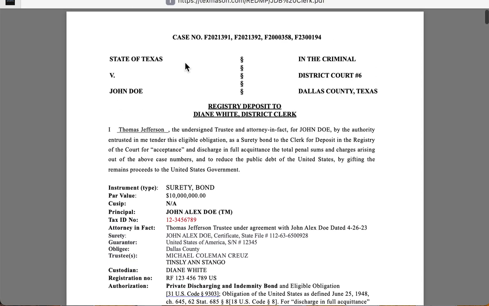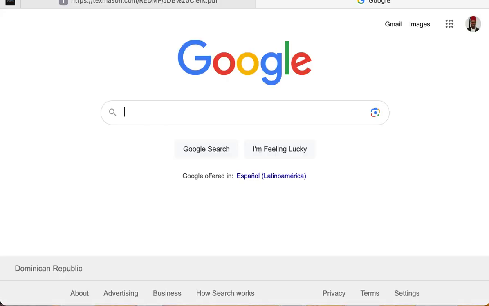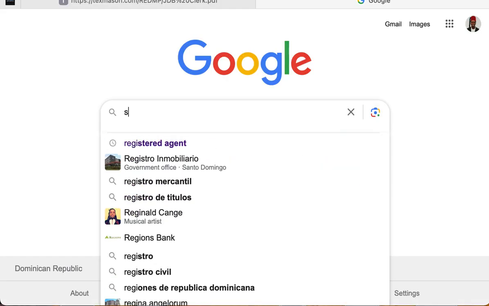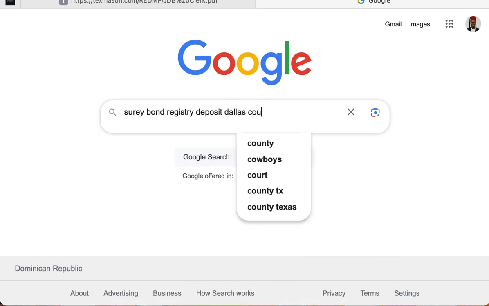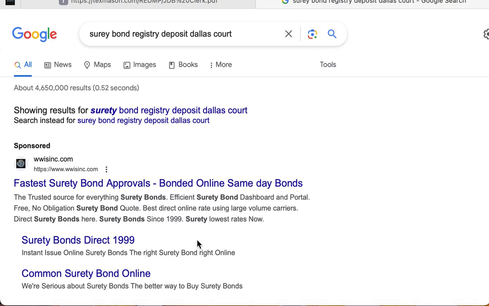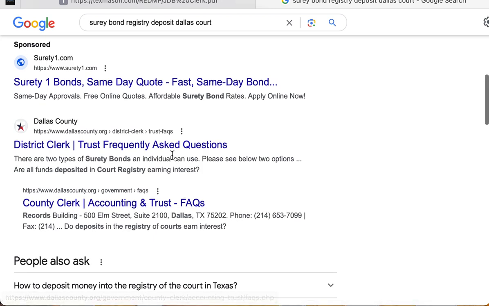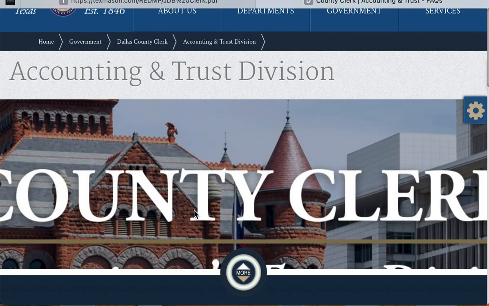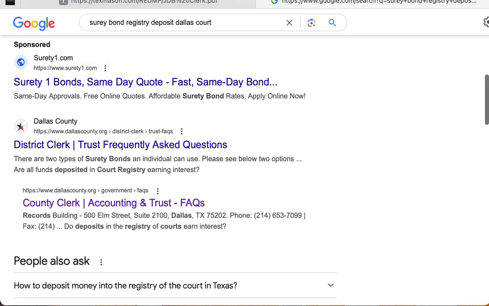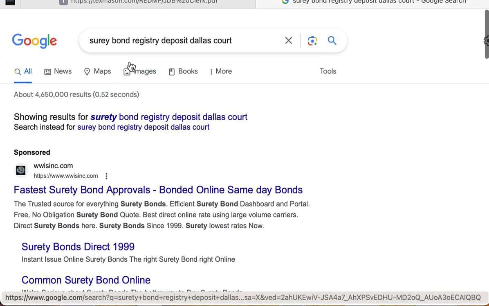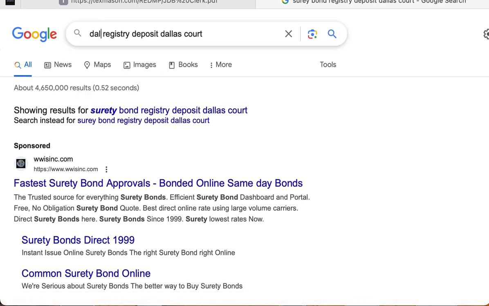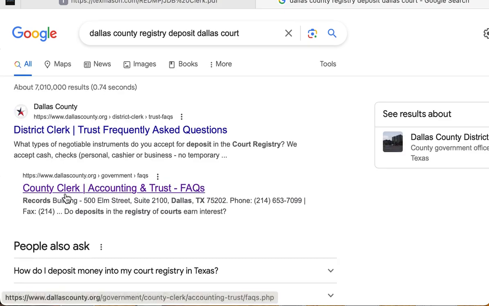Now, I created this cover page, but what I did is, let me Google this real quick so you can see what I did. Registry, surety bond registry deposit, Dallas court. So I do Google things like this, and then this is the, let's see, is this it? They have a registry deposit form. Let's Google like this. Dallas County registry deposit.